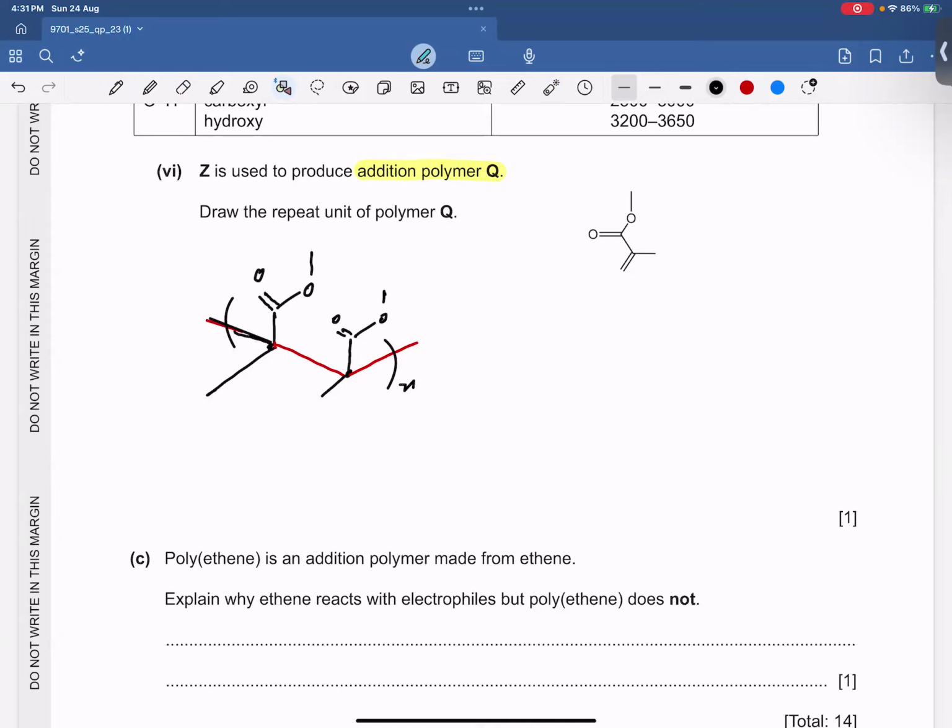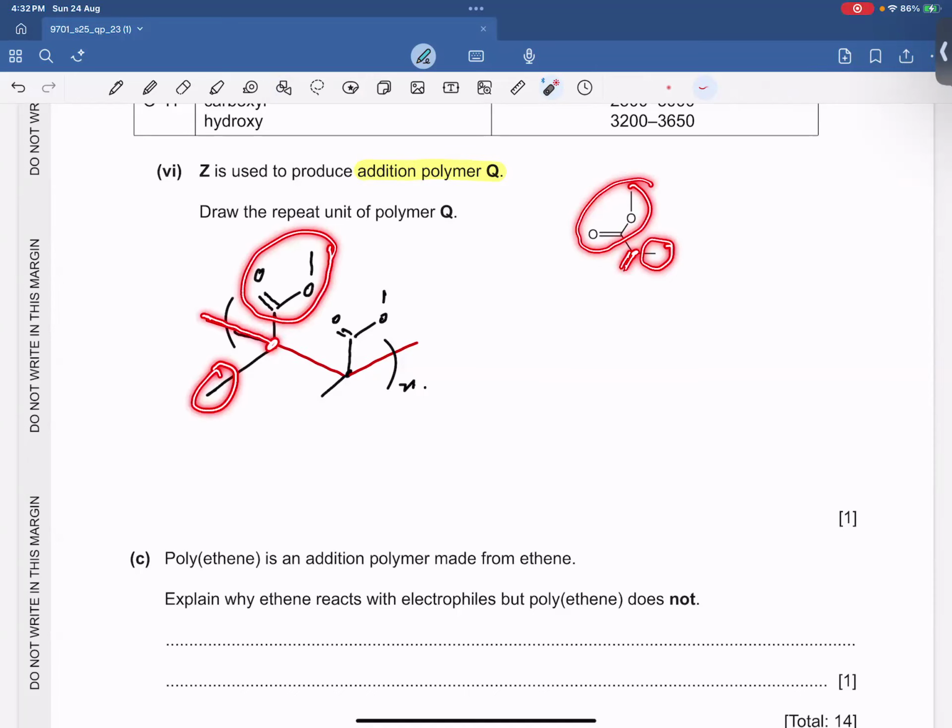Okay, taken N. I hope it makes sense to you. What I have written is this whole group will remain as it is. This C is here. This is CH3. This CH3 is here. And this double bond will turn to a single bond here. That is the whole criteria. Okay.